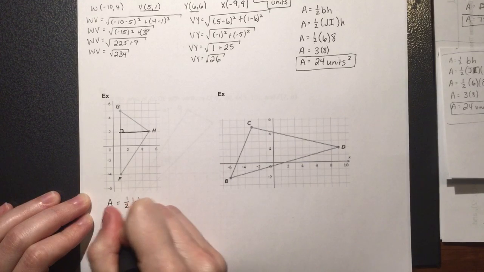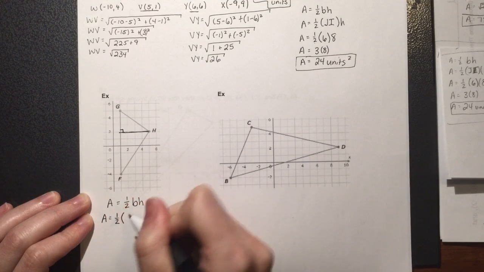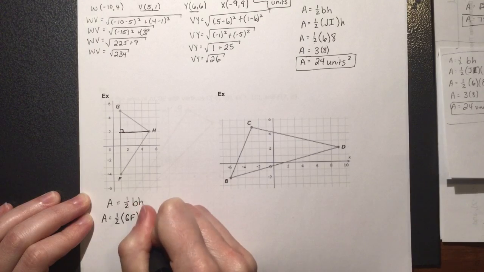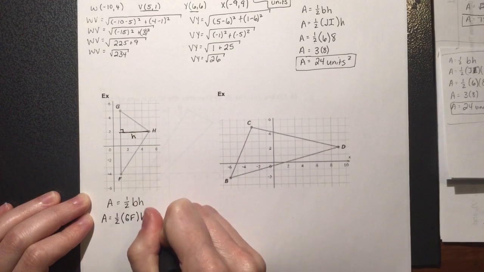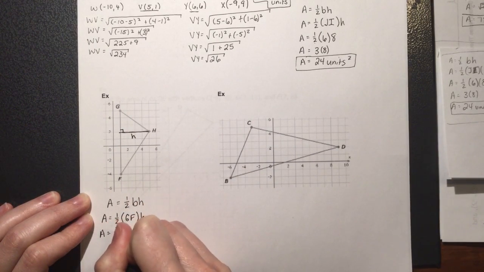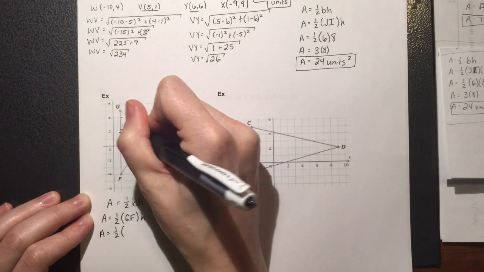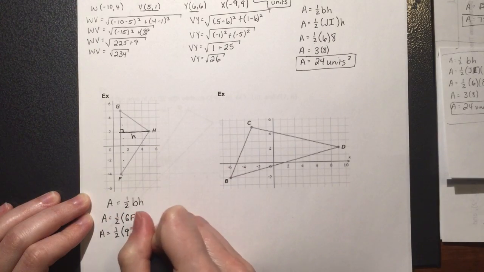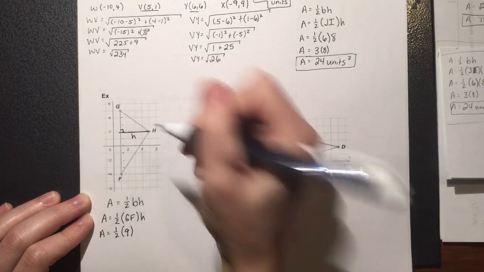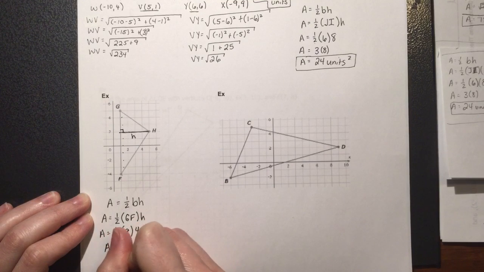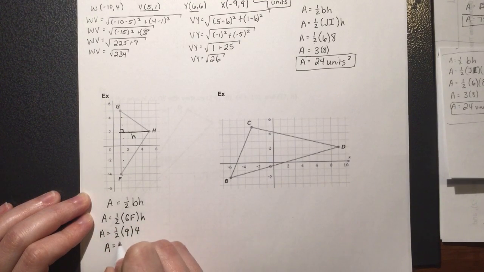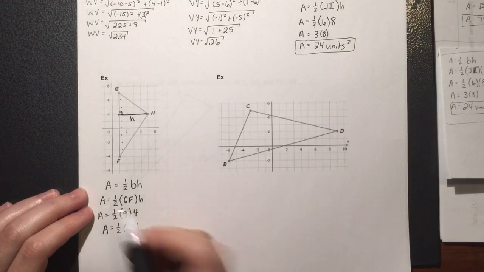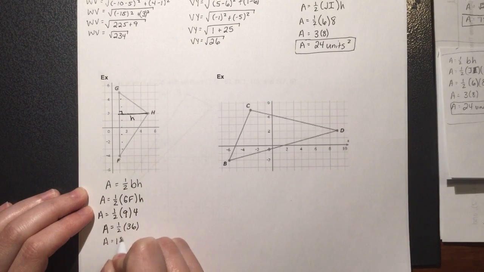So in this case, our area is going to be equal to 1/2 times our base, which is GF, times our height, which is right there. So area is going to be equal to 1/2 times GF. GF is 9 times the height, which is 4. So area is going to be equal to 1/2 of 9 times 4 is 36. So the area is going to be equal to 18 units squared.